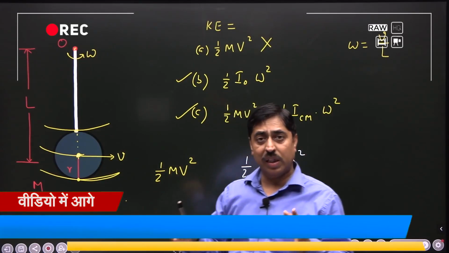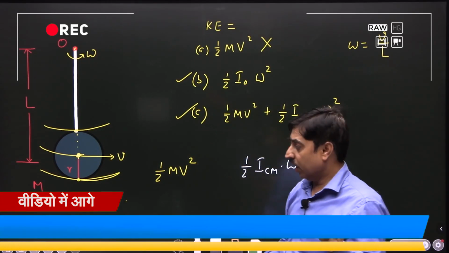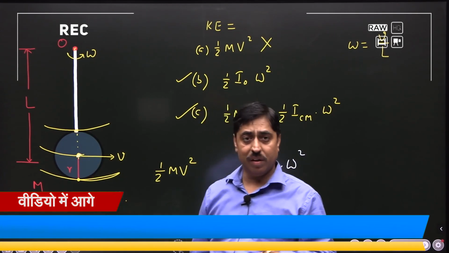So, half I omega square is the kinetic energy of this body for an observer who is located somewhere here.